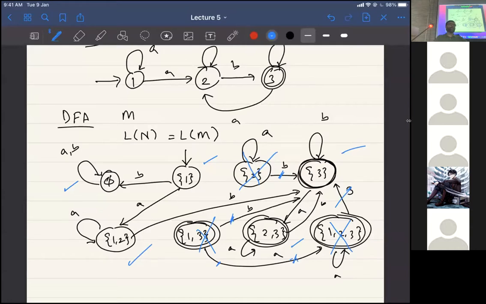Okay. Now this is without empty transitions.